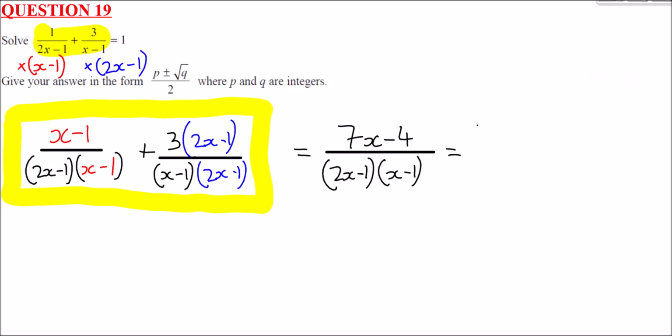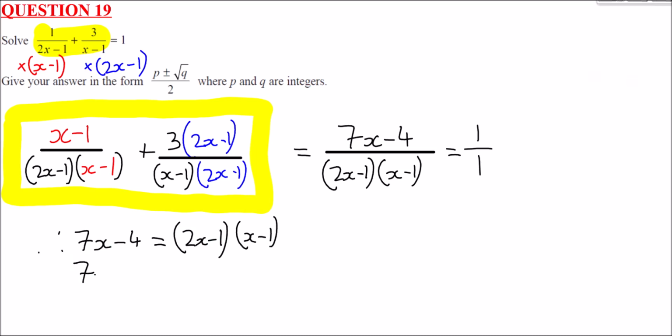I'm going to write 1 as 1 divided by 1. In other words, the top is the same as the bottom, and it's equal to this side. So what must be the case here is this numerator must be the same as that denominator, because the top divided by the bottom needs to be 1. So therefore, 7x minus 4 equals 2x minus 1 multiplied by x minus 1. We now need to expand these brackets out.